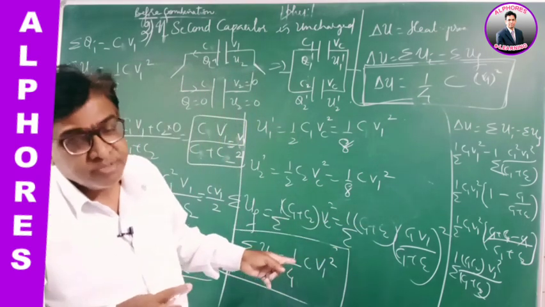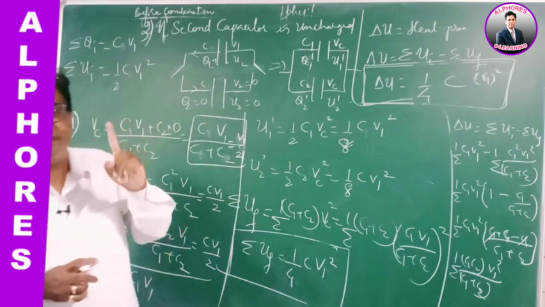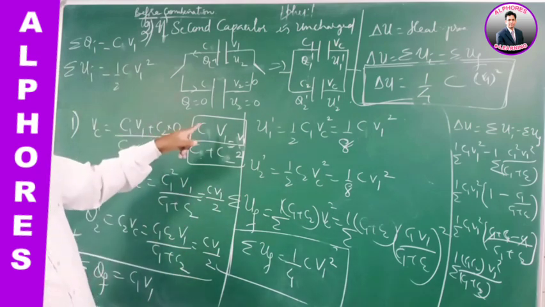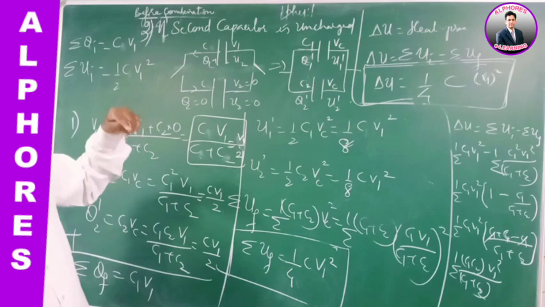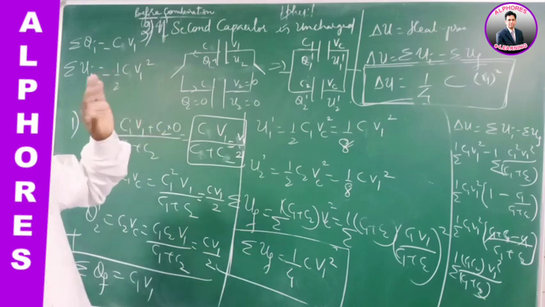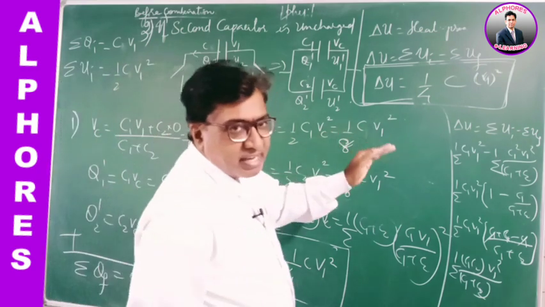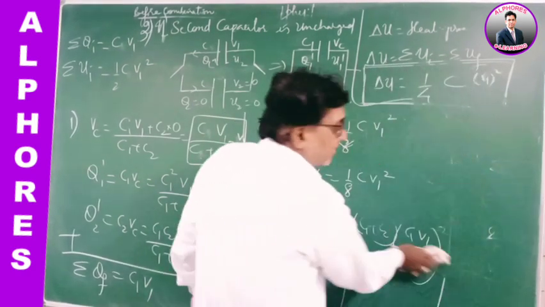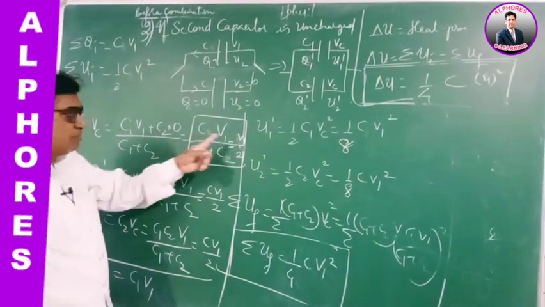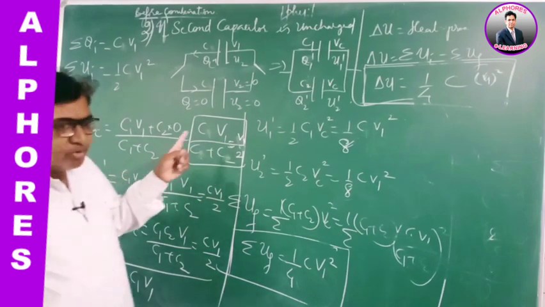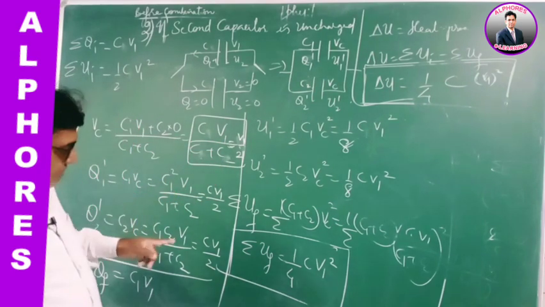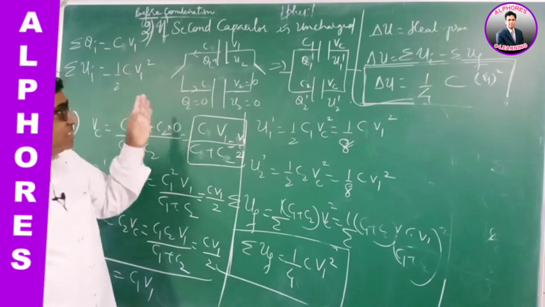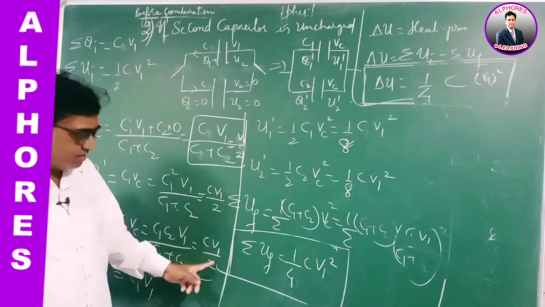50% will remain. The highest percentage loss of energy takes place in this case, where one is charged, the other is uncharged, and both are identical capacitors. Highest energy loss will occur in this case. So if the capacitors are identical, the final potential will be V by 2. The charges are half, the total charge is equally distributed, half CV1, half CV1.